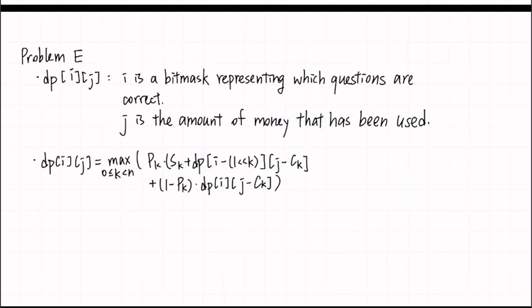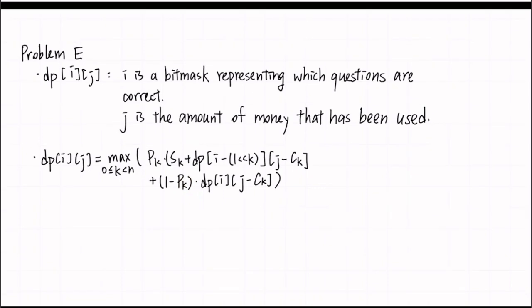And this part is if we get the current question wrong. So if we get the kth question that we're working on wrong, then this occurs with a probability of 1 minus pk. And this would come from a state of dp[i] since there's no transition to this bit mask because we don't get problem k correct. So we don't have to transfer from what we did previously from i minus the kth bit to i. So we don't need to do that, and this state will just be i.